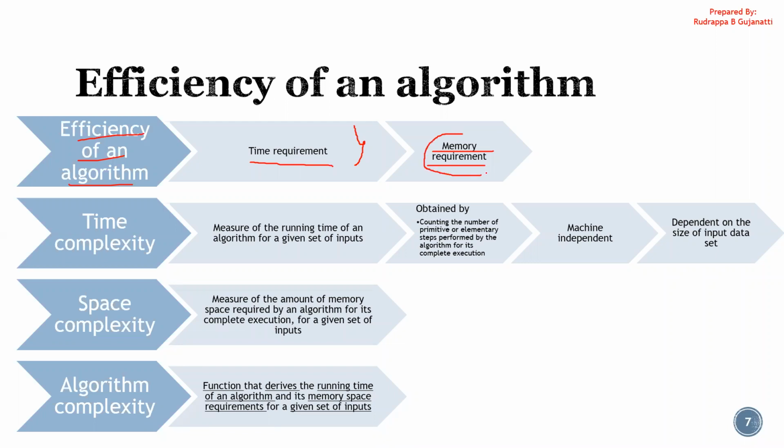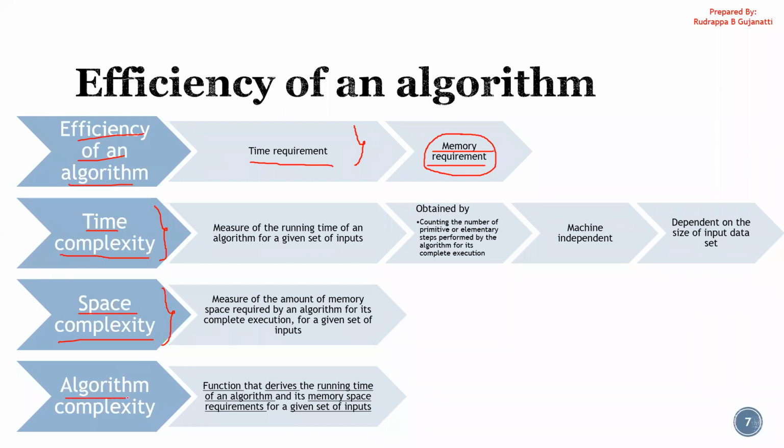Similarly, when I run an algorithm to obtain a desired output, how much memory is consumed for that process will define the memory requirement for that algorithm. Based on these two, we have the specifications which we call time complexity and space complexity. Time complexity basically tells me how much time the algorithm takes to provide the expected outputs for a given set of inputs. And the next one, space complexity, gives me the information of how much memory is consumed by the algorithm to provide the expected output for a given set of input. So this is the time complexity and space complexity definition.